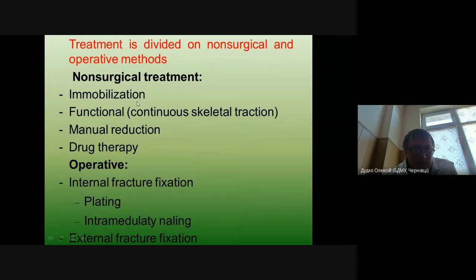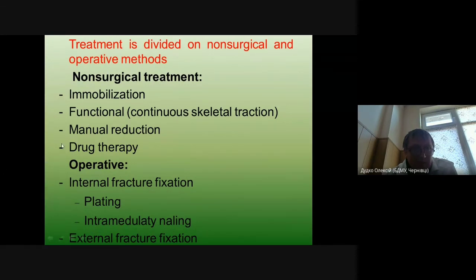But you should understand that this manual reduction is usually combined with the immobilization method or the skeletal traction method, mostly with this one. So first you should perform a reduction of the fracture. This means closed reduction. And then we should immobilize the extremity. If you won't immobilize, this manual reduction is not necessary because the fracture will be displaced again.